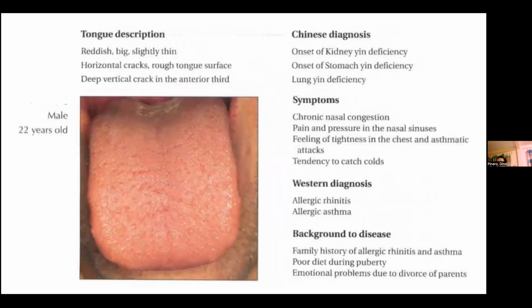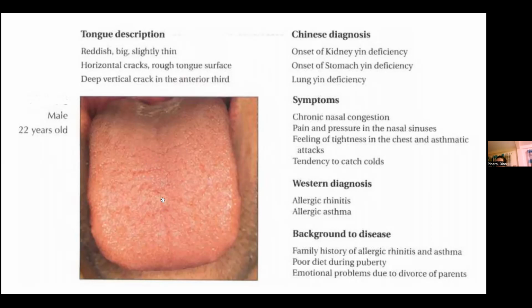Ang tongue po niya is reddish, big, and slightly thin. This indicates that there is an onset of kidney deficiency. There is horizontal cracks. Okay, observe po natin yung picture, yung horizontal cracks. Rough tongue surface, which indicate that there is an onset of stomach deficiency. Yung deep vertical crack in the anterior third. So meron dito sa may harap ng tongue, indicating that there is a lung deficiency.